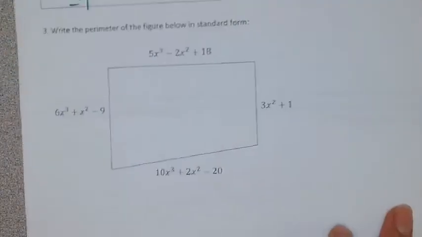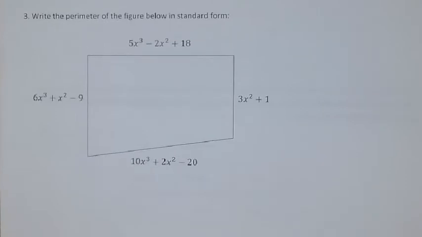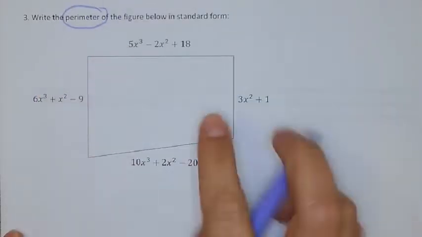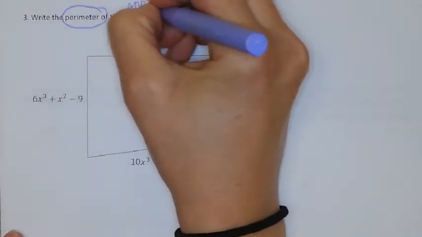Okay, this one was actually an exit ticket that you took in class and we're just re-reviewing it. So here the keyword would be perimeter. So we're doing the perimeter of this. That means that you add all the sides.